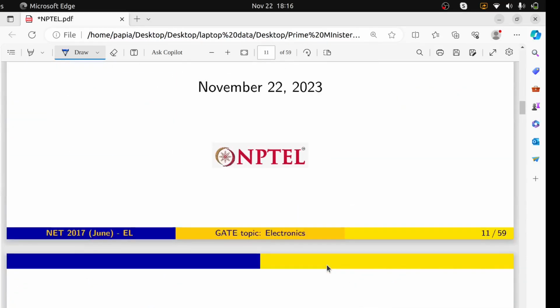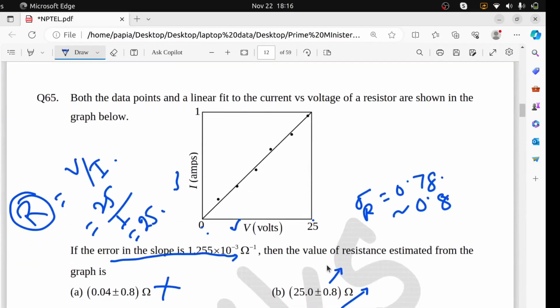Do we have any question on that? I think it's clear. So for that, what we did in that question, first of all, we just calculated the principal value of R. The principal value of R will be 25. Now we need to calculate the error. So how to calculate the error?